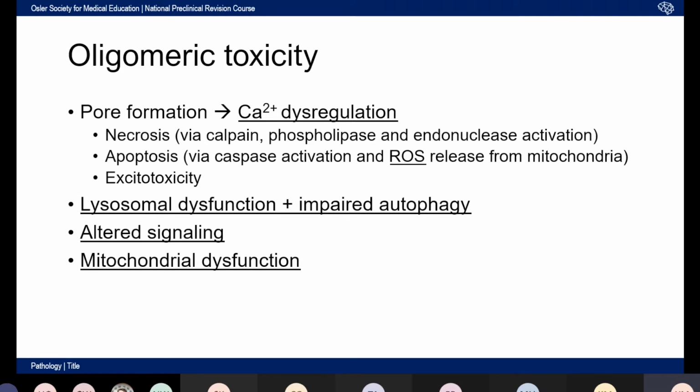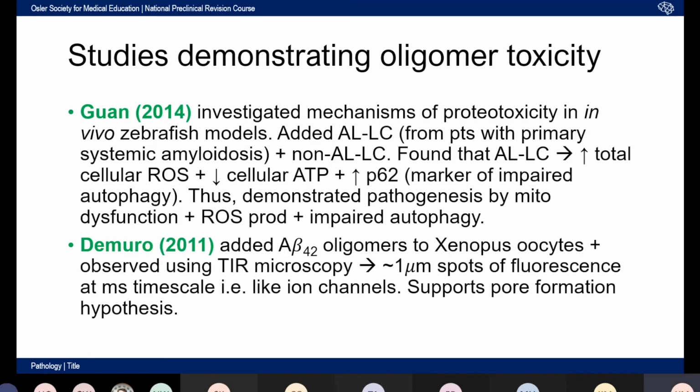Mitochondrial dysfunction is also another mechanism, and the oligomers basically cause pores to open in the mitochondrial membrane, resulting in the release of reactive oxygen species and apoptotic factors as well. And some other key mechanisms are lysosomal dysfunction, which results in impaired autophagy and therefore impaired clearance mechanisms too. The oligomers also alter the signaling throughout the cell. So essentially, those are the key ways that the oligomers cause cell dysfunction and death. And I've put a couple of studies in here that demonstrate oligomer toxicity, and you can look through these in your own time if you're interested.